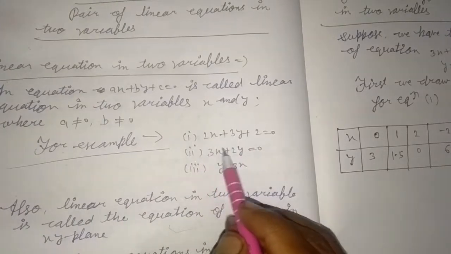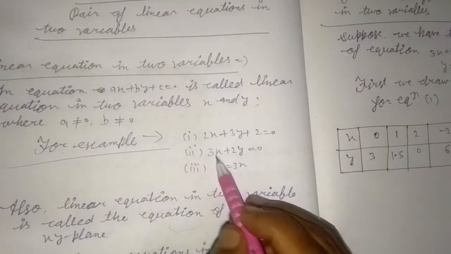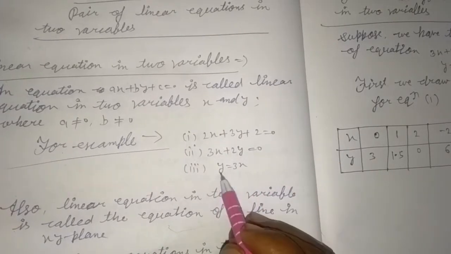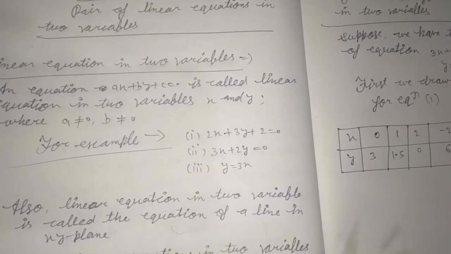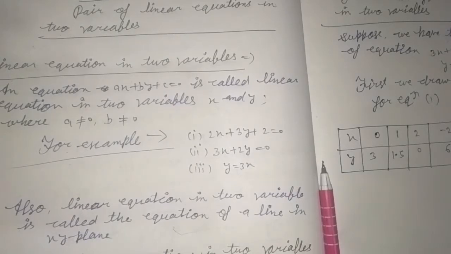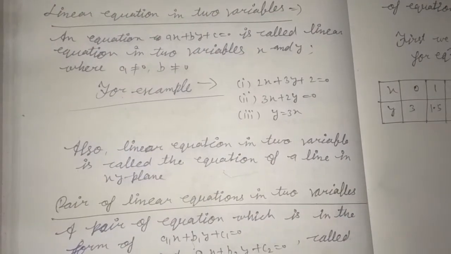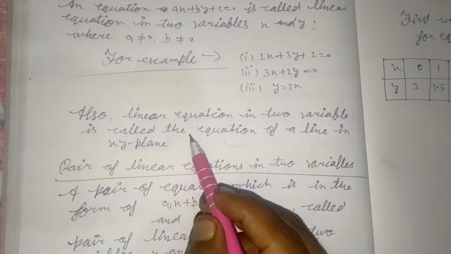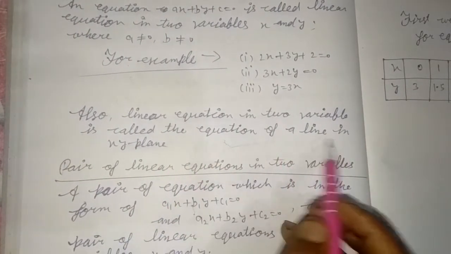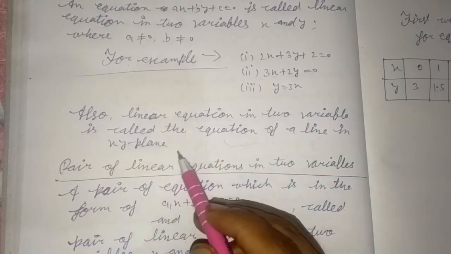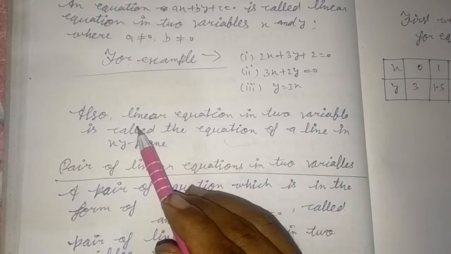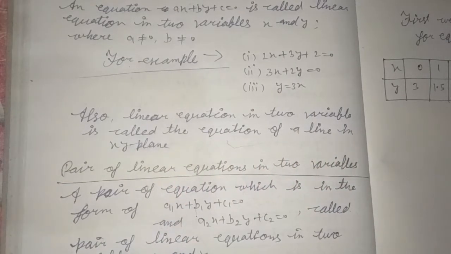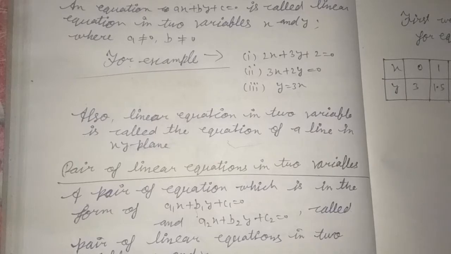These are three examples of linear equations in two variables x and y: 2x plus 3y plus 2 equals 0, 3x plus 2y equals 0, y equals 3x. You can take any other two variables like a, b, c, d, etc. Also, a linear equation in two variables is called the equation of a line in the xy plane.